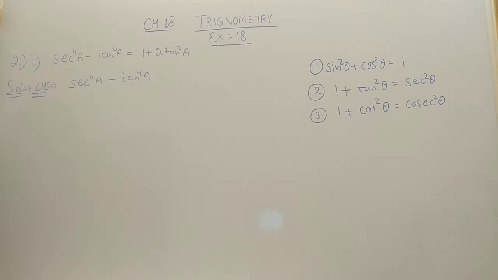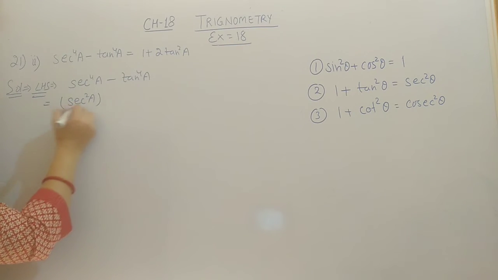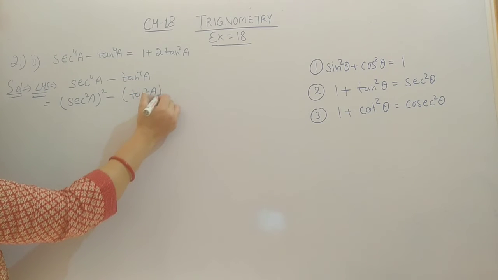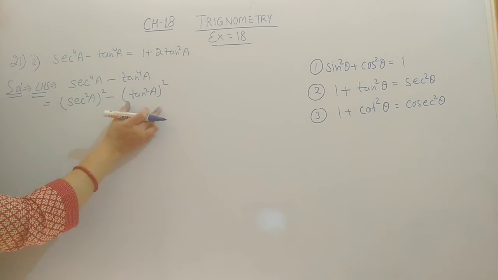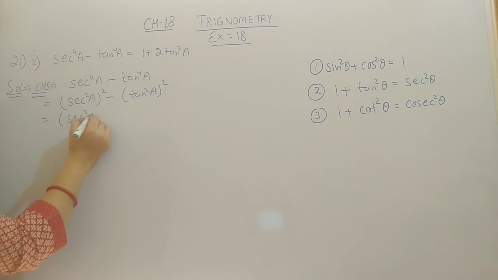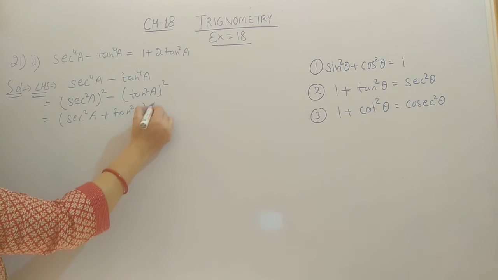Next, 21st, the second part: sec to the power 4 A minus tan to the power 4 A is equal to 1 plus 2 tan square A. Left side we have taken. Now this left side, this sec to the power 4 we can write as sec square A whole square minus tan square A whole square. So a square minus b square, which we can write as a plus b and a minus b.